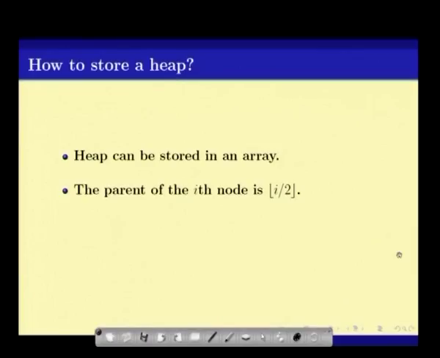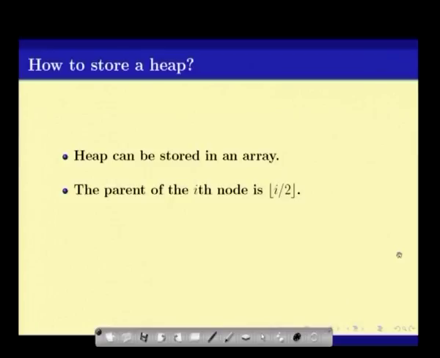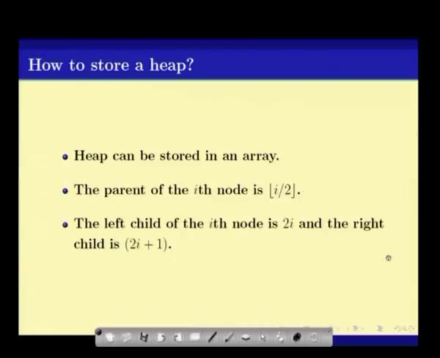Now, just like in the case of, say, an array or a linked list, which are data structures, an important property to note is how to store a heap. In the case of an array, it is very easy to store: you can store an array in a random access memory model, or RAM model. Similarly, a heap can be stored in an array. The reason is that if the ith node is a node, then the parent of the ith node is exactly the floor of i by 2, the integer just less than or equal to i by 2. And the left child of the ith node is given by 2i, whereas the right child is given by 2i plus 1.